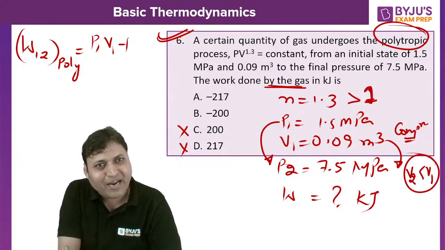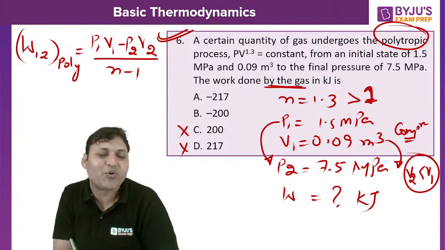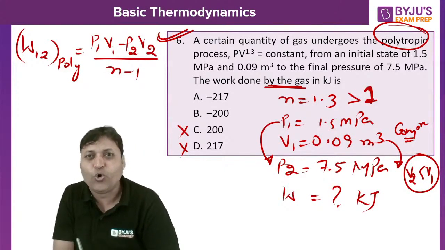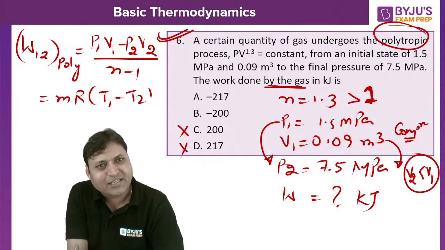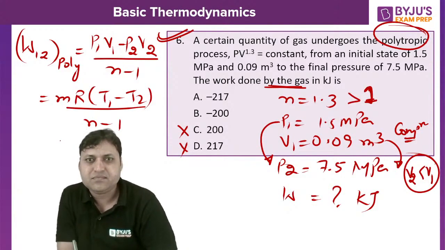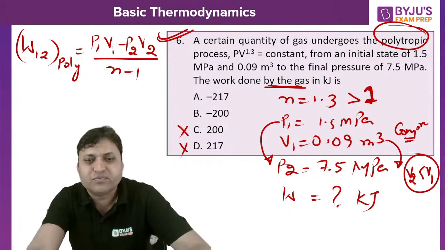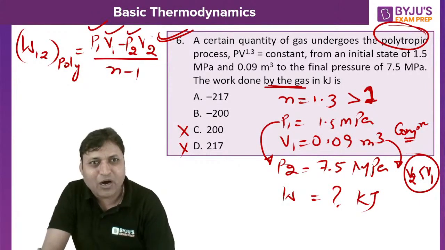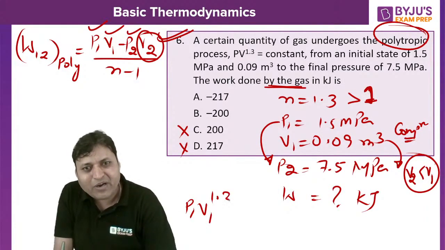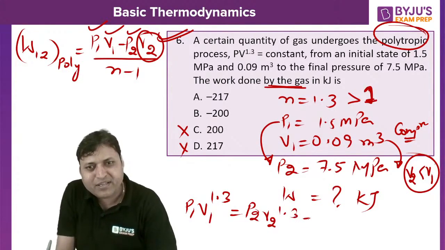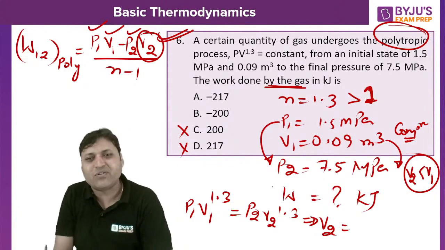If we write P1 V1 minus P2 V2 upon n minus 1, that is work transfer in a polytropic process 1 to 2 undergone by a closed system. And we can write it as m into R into T1 minus T2 upon n minus 1. We need to find out the value of V2. We know P1, we know V1, we know P2. The only problem is V2. So P1 V1 to the power 1.3 is equal to P2 V2 to the power 1.3. From here we can find out the value of V2.